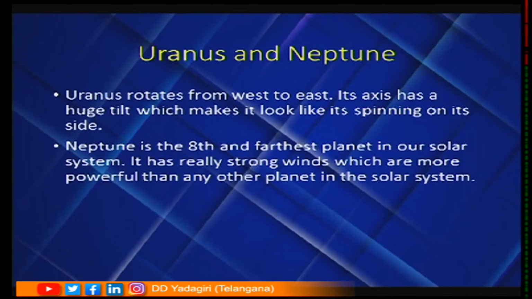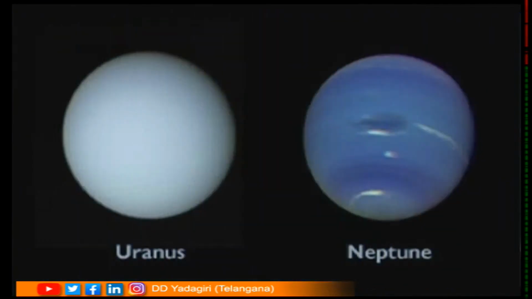Now, coming to the last two planets, Uranus and Neptune. Uranus rotates from west to east. Its axis has a huge tilt which makes it look like it is spinning on its own side. Neptune is the 8th and the farthest planet in our solar system. It is the last planet. It has really strong winds which are more powerful than any other planet in the solar system.